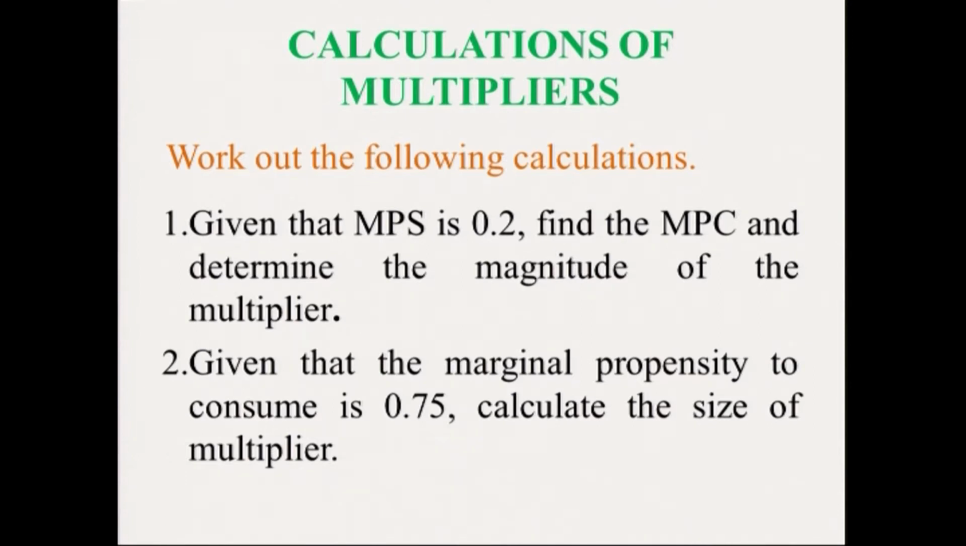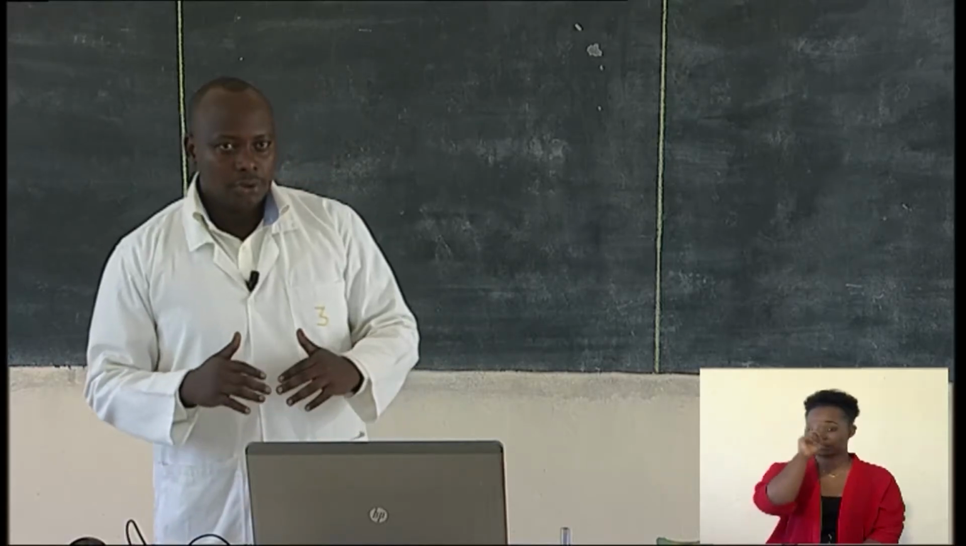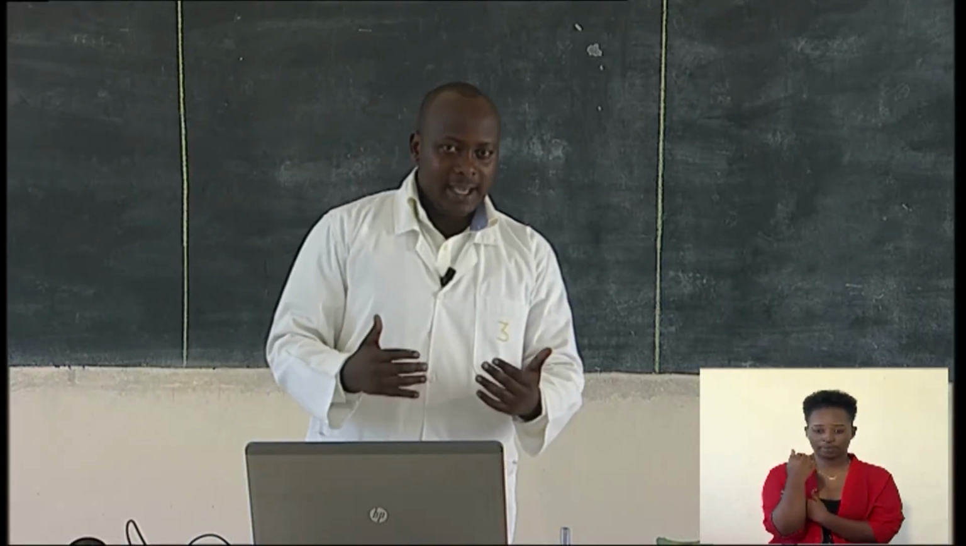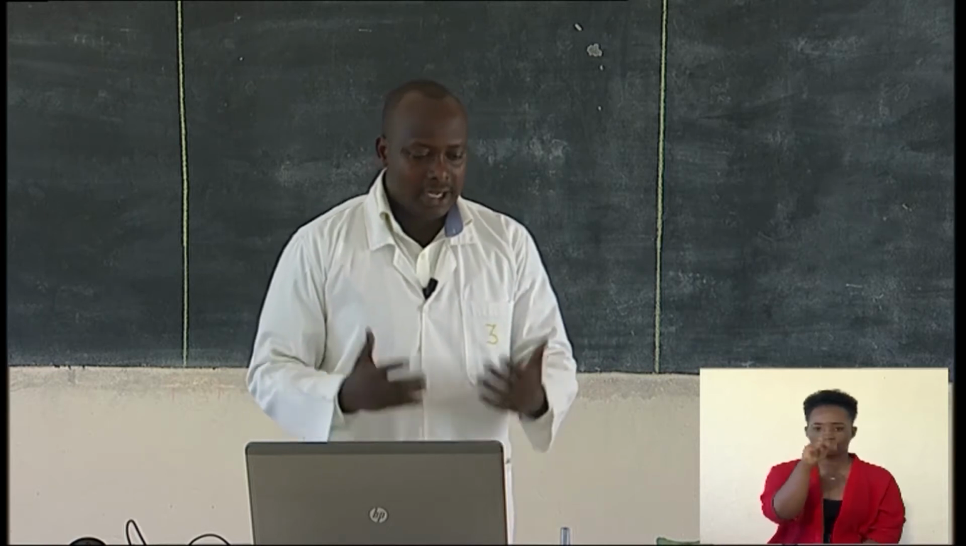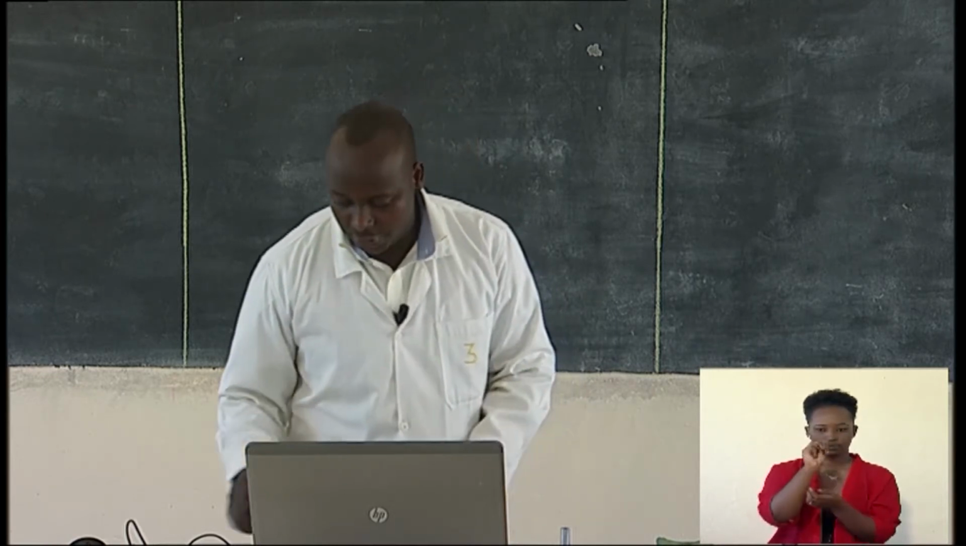Let me repeat the question. Given that MPS is 0.2, find the MPC and determine the magnitude of the multiplier. That is question 1. The question needs us to find the MPC and calculate the multiplier magnitude.